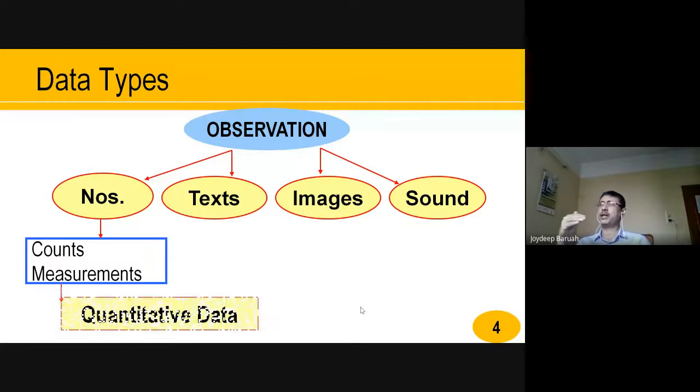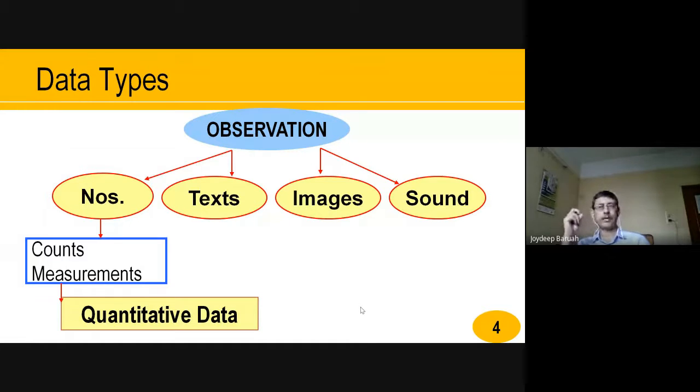And when data are generated by these two processes, either counting or measurement, we call it quantitative data. You can define quantitative data in two ways. Anything which is coming as number is quantitative data; that's the normal definition. But for us, any data which is coming by two processes, either by counting or by measurement, we call quantitative data, which is actually the same thing, but a slightly more detailed definition. That means quantitative data are numbers, and numbers can come through these two different processes.